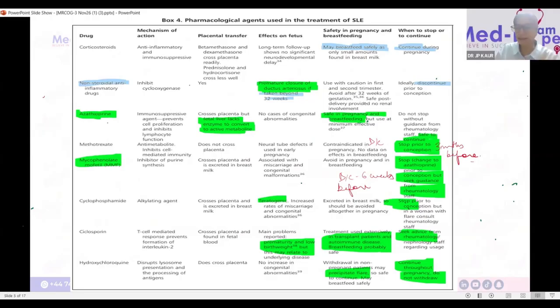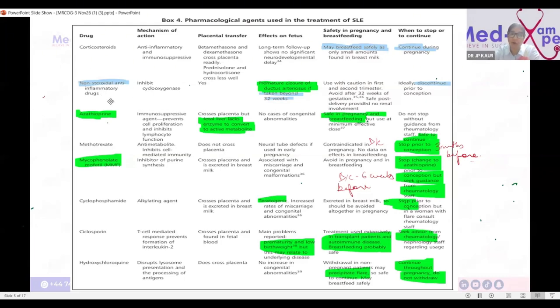Yes. So this is the list of the medicines in the SLE. You should know, suppose right now I have given you the three medications which you can continue throughout the pregnancy. But how do you know that you can continue others or you need to stop, and when you need to stop? So just remember these few points.